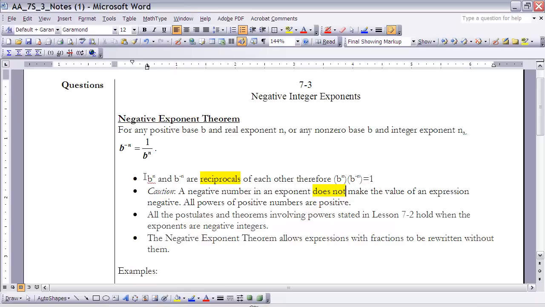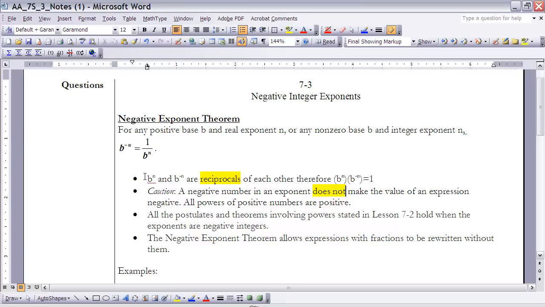the negative exponent theorem. Up till now, the exponents that we've worked with have all been non-negative values. Well, the negative exponent theorem allows us to work with negative exponents.